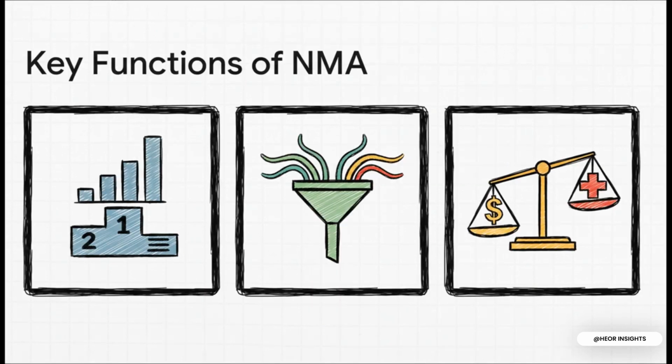NMA really serves 3 critical functions. First, for decision-making, it helps payers rank treatments based on their effectiveness and safety. Second, for evidence synthesis, it lets us maximize the use of all available data by connecting different trials. And third, for cost-effectiveness, it generates the relative risk inputs that are essential for building economic models.